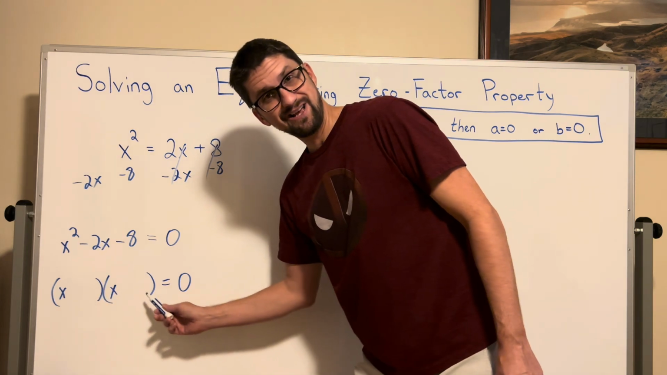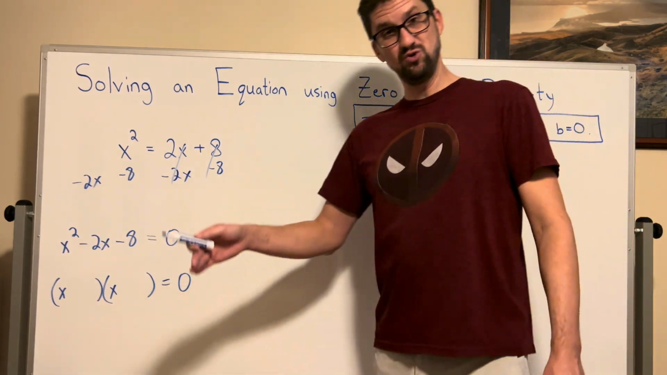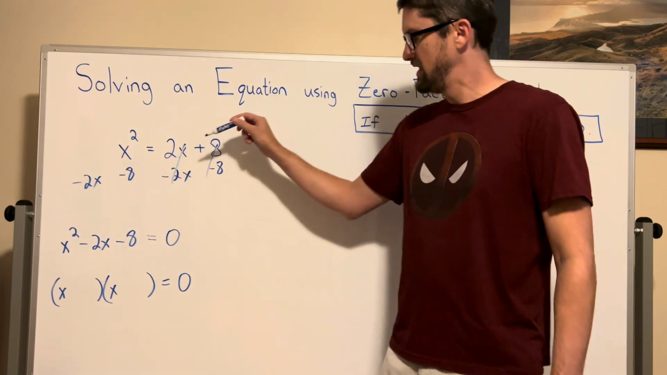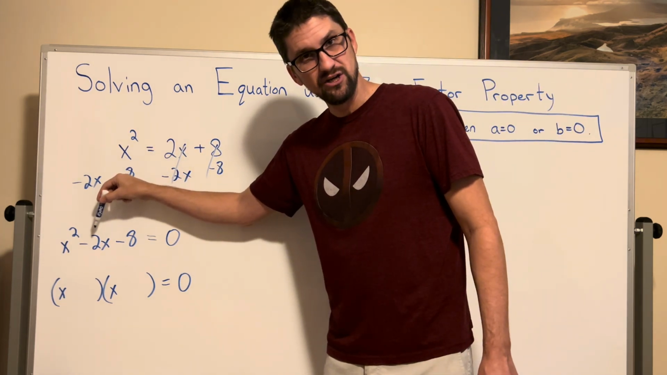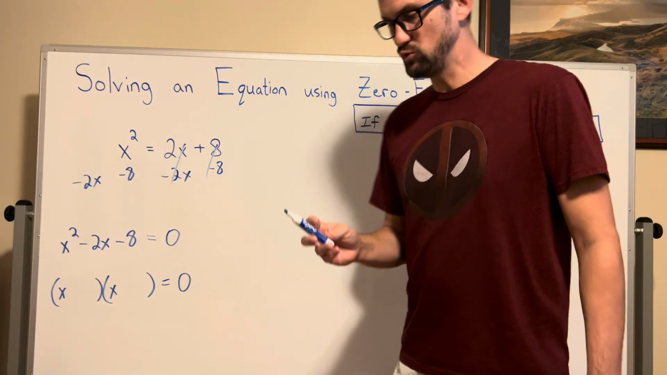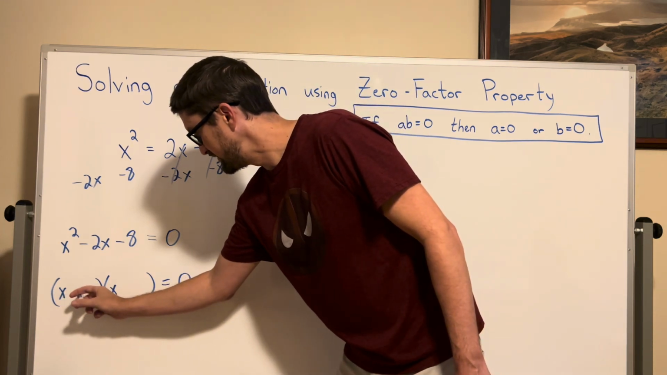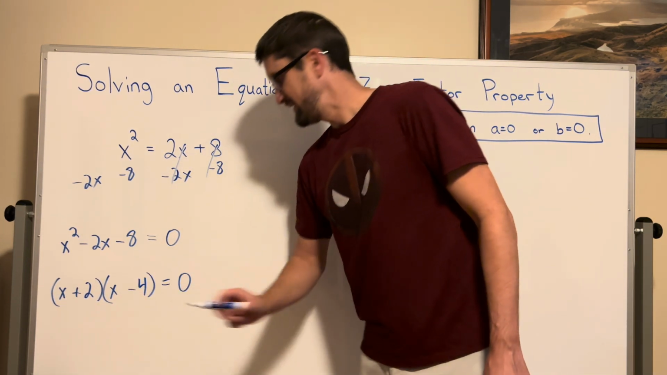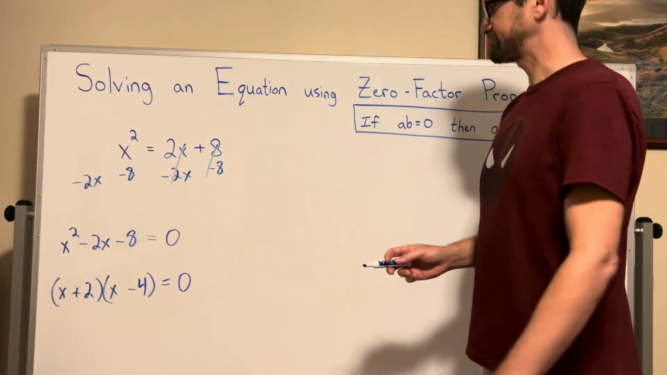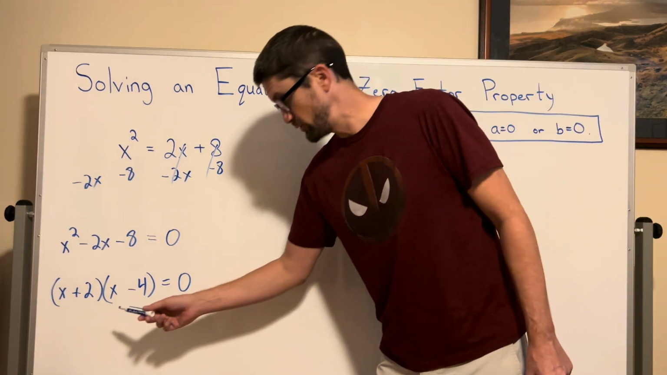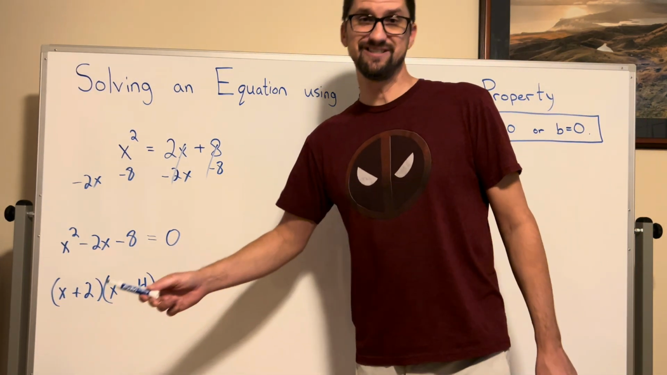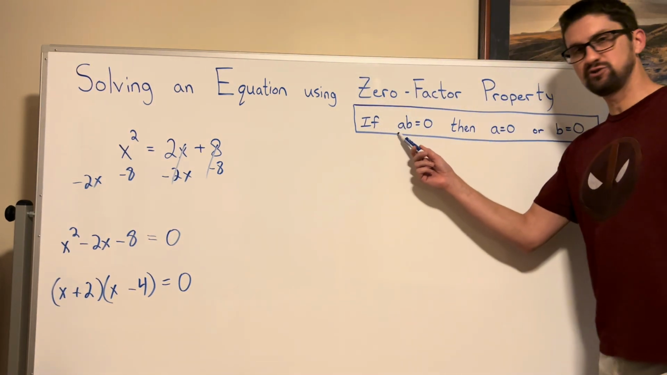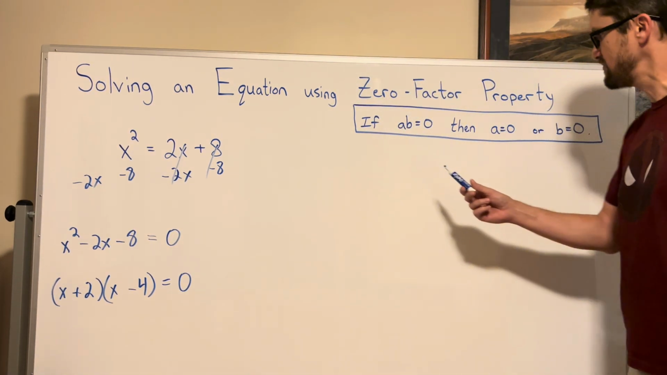The numbers that go right here, you need to come up with two numbers that multiply to -8, but also add to -2. That's going to be a +2 and a -4. So this is going to factor into two binomials, (x + 2)(x - 4). Now I'm ready to use this property. I got my two factors multiplying to give 0.